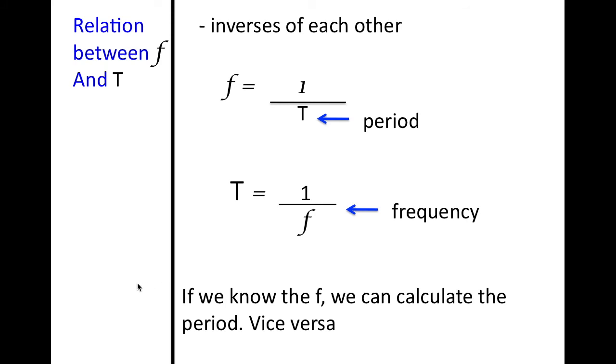There is a relation between frequency and period. They are the opposites. They are the inverses of each other. So frequency, denoted as the little f here, equals 1 over the period. Whereas if you solve for T, then T equals 1 over the frequency. If we know the frequency, we can solve for period. And likewise, if I know the period, I can solve for frequency. So there is a relationship between frequency and period, and these are the 2 equations.